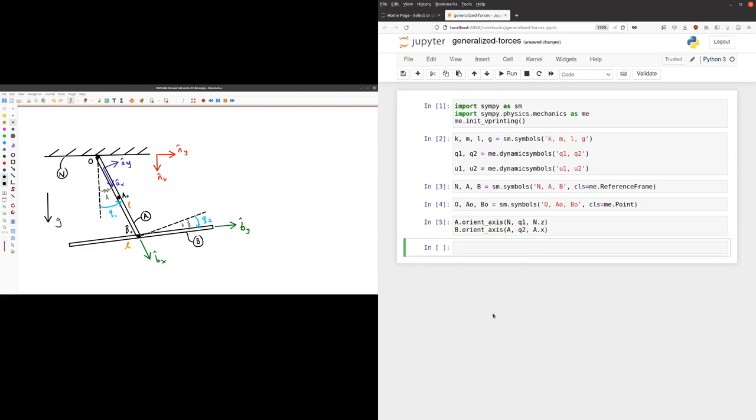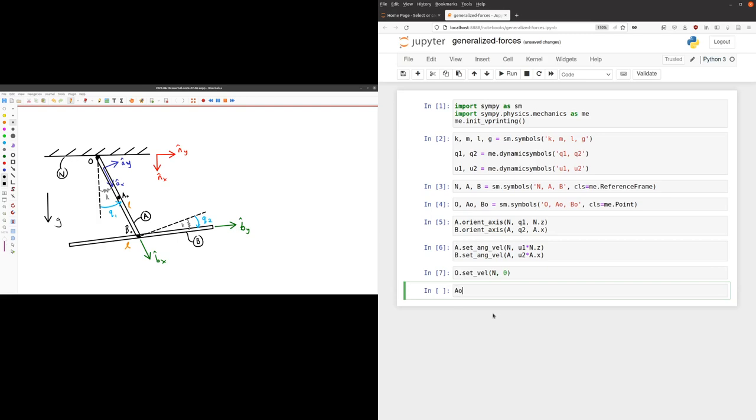Now we need some velocities. Now we've got two rigid bodies. We're going to need the velocities of Ao and Bo, right? And we're going to need the angular velocities of each of the bodies. So we want to express those in terms of the generalized speeds. So I'm going to go ahead and say that A.set_ang_vel in N is going to be u1 times N.z, and B.set_ang_vel in A is going to be u2 times A.x. So we're going to just use the simple definitions of the generalized speed, u equals q dot, and then we should be able to use the v2pt theory to get us some velocities. So O, first let's set that velocity in N to zero.